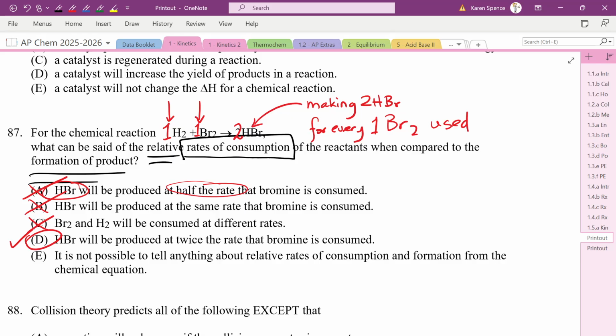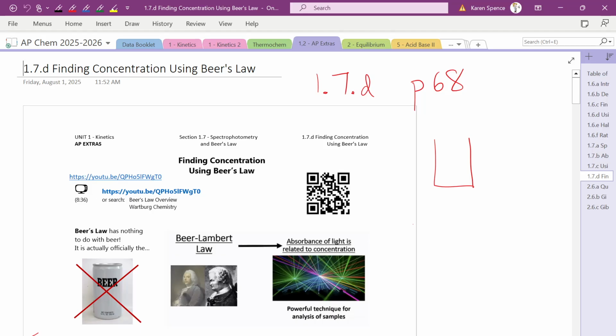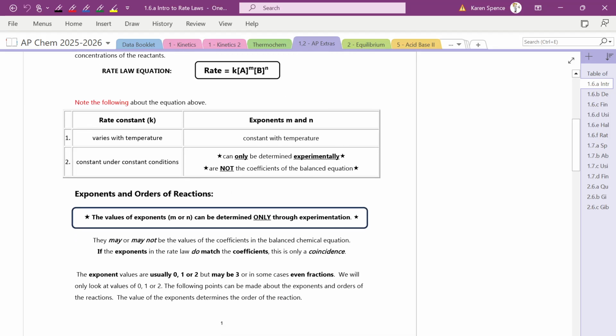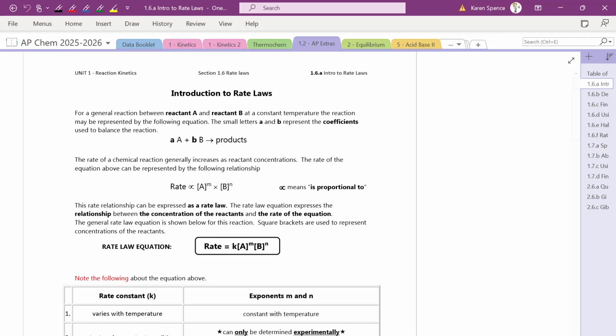Is that good? Cool. Anything else? Okay, AP extras. All right, we made it through 1.7. We're going to do 1.6, Introduction to rate laws. This is on page 1.